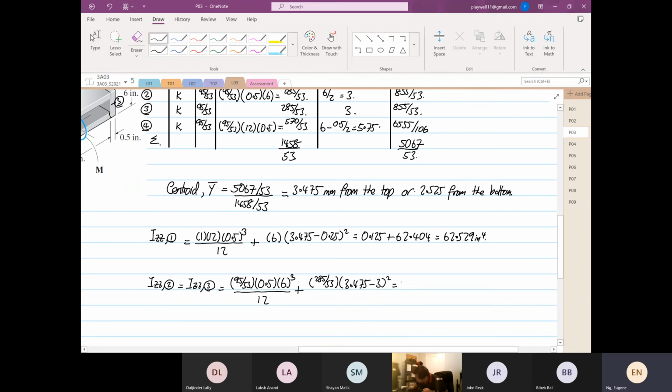So it's 16.132 plus 3.475 minus 3 squared times 285 over 53 is equal to 1.213. So this is 16.132 plus 1.213 is equal to 17.345 inches to the power 4. Now you have to be careful, okay? Later on, you need to times 2 for this because there's the left side and the right side, okay?